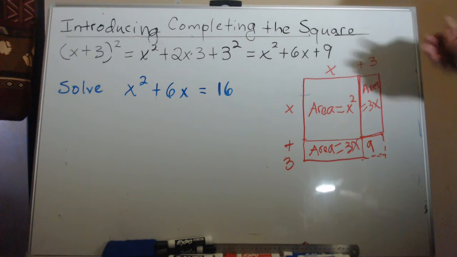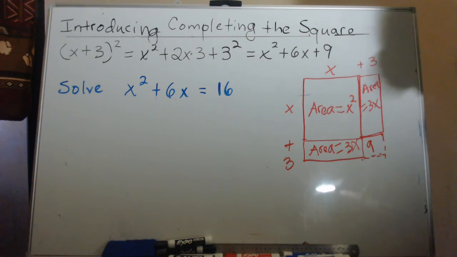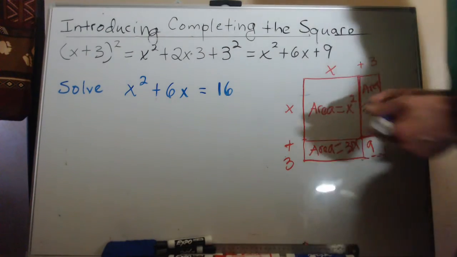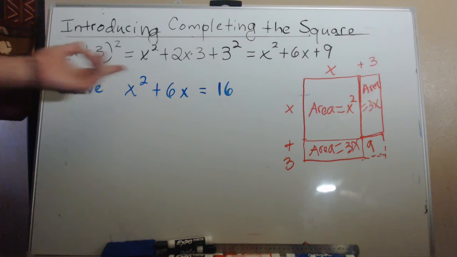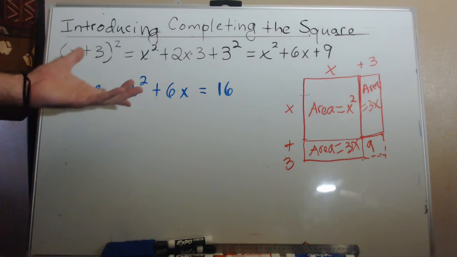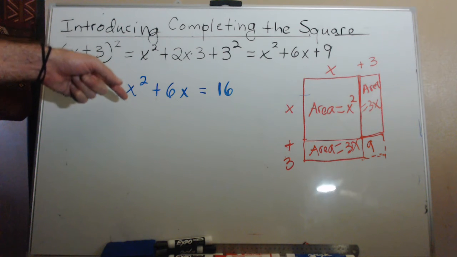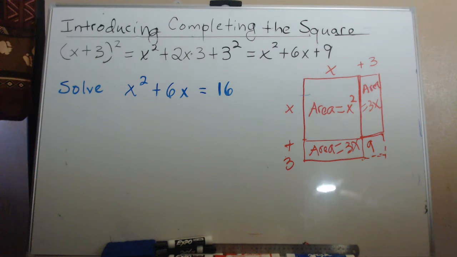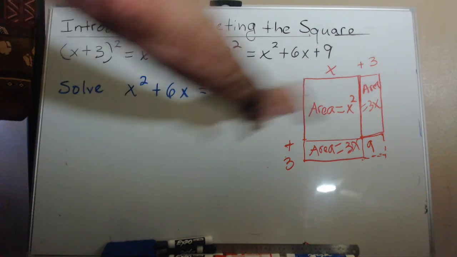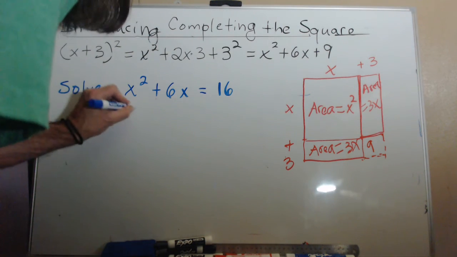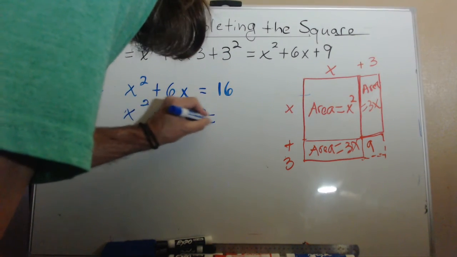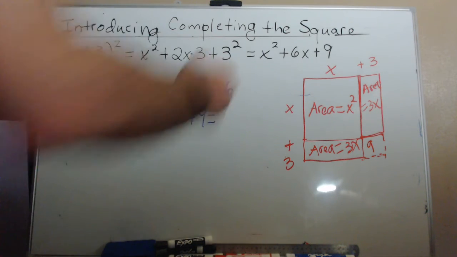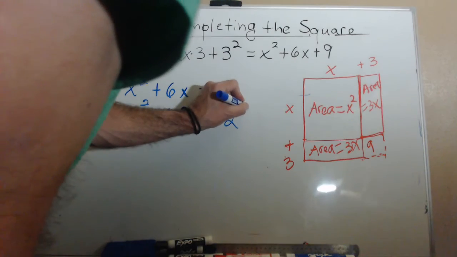Well, how does that help us solve quadratic equations? I can't use the square root property that we were talking about earlier because, one, I don't have what's being squared isolated, and number two, the thing that's being squared shows up elsewhere as well. However, if I add 9 to both sides, add it on the left, and then on the right hand side, 16 plus 9 is 25.